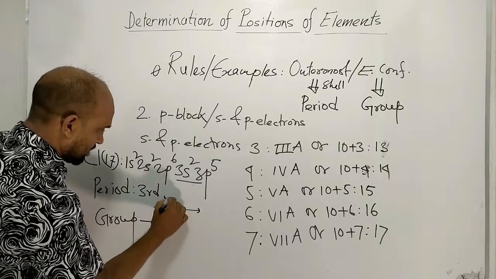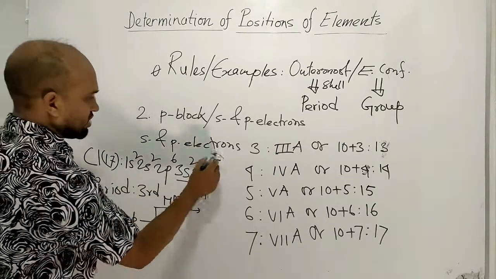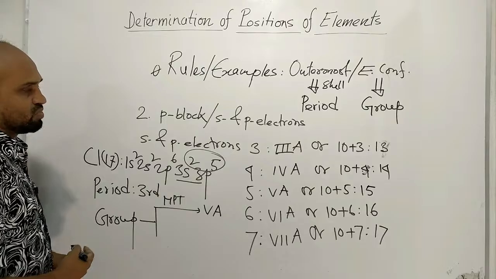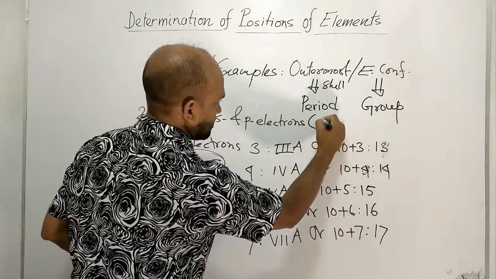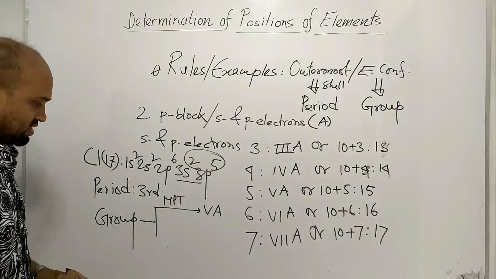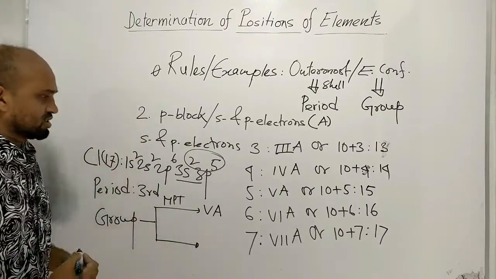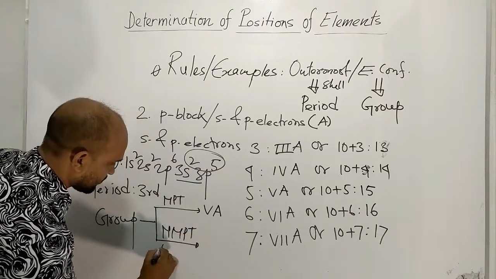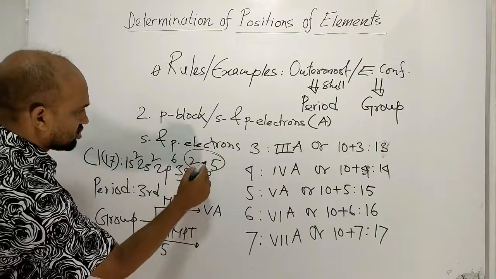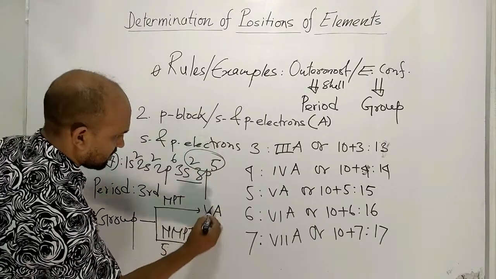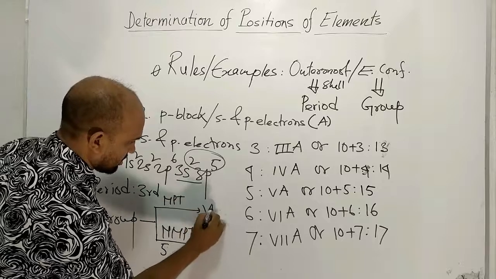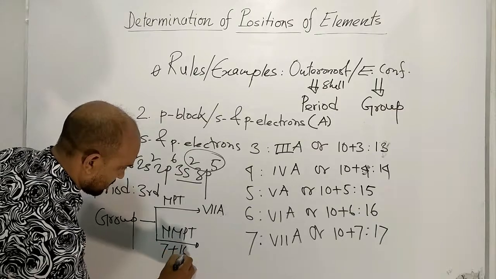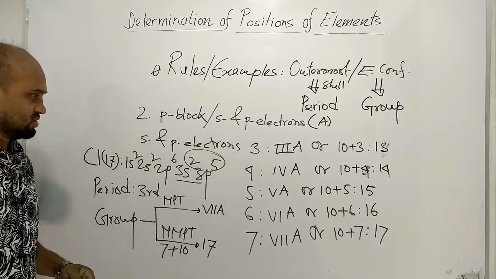in the modern periodic table, 5 electrons, so 5A. S and p block elements will always be in an A subgroup, that is why 5A. And in the most modern periodic table, 10 is added to this 5. Here it will be 7 electrons, so 7A. This 7 is added to 10, so it is 17.